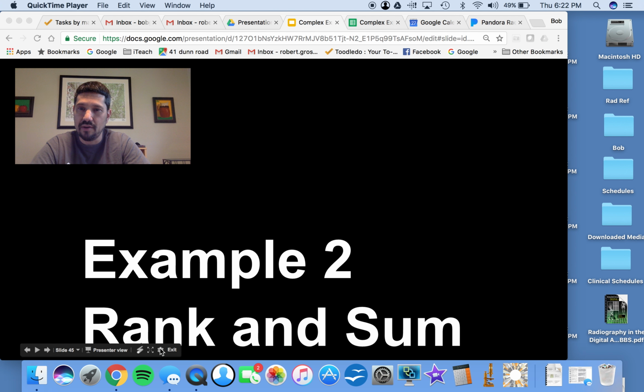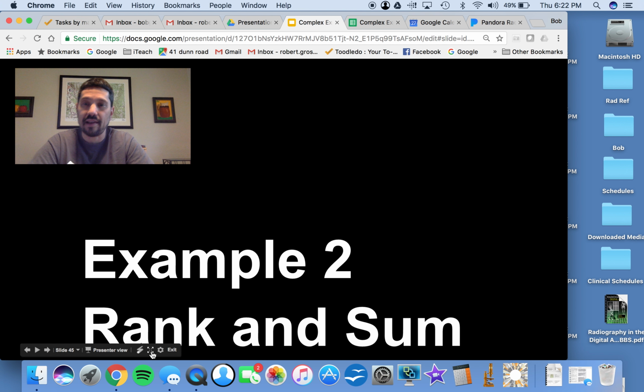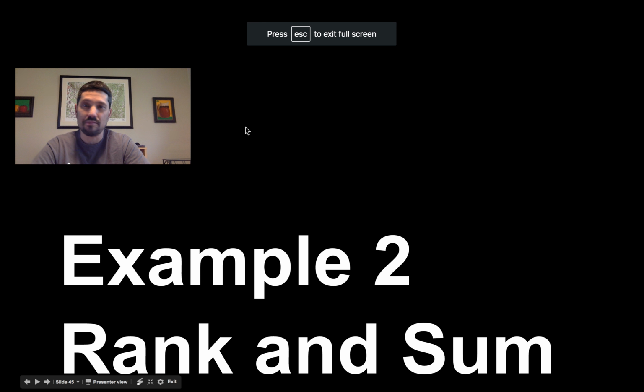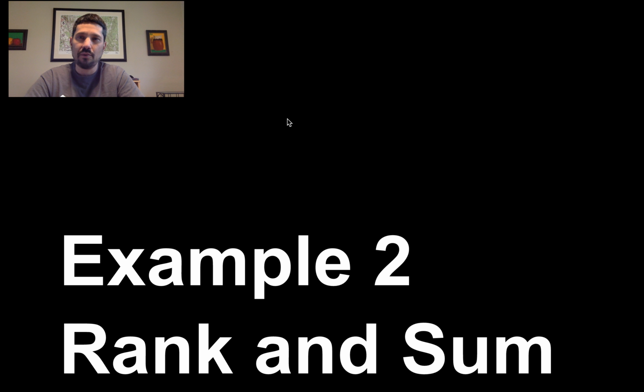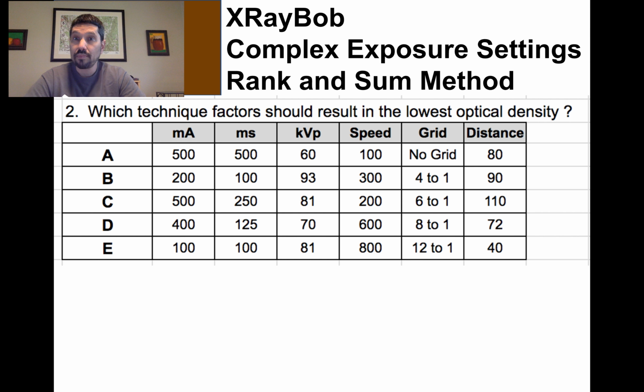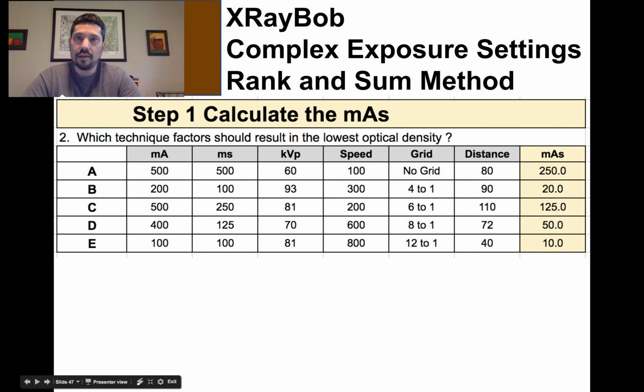Part two of complex exposure settings, the rank and sum cheat, shortcut, whatever you want to call it. All right, so here's problem two. Which factors result in the lowest optical density? We've got 5 conditions: mA, milliseconds, kVps, speeds, grids, and distances. Oh boy. All right, so step 1, calculate the mAs.